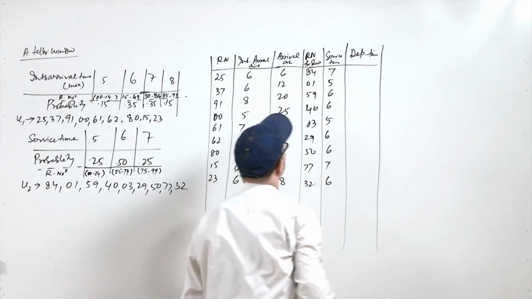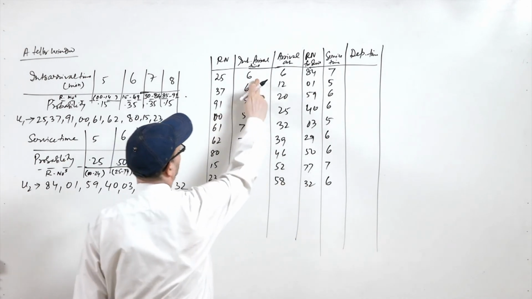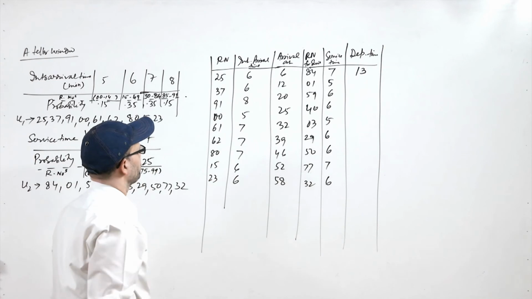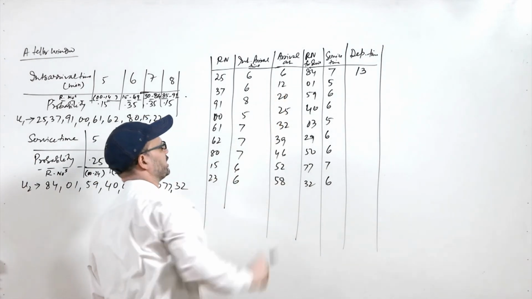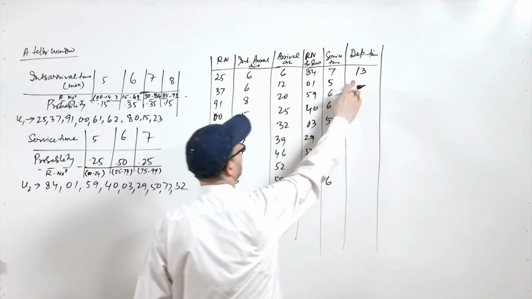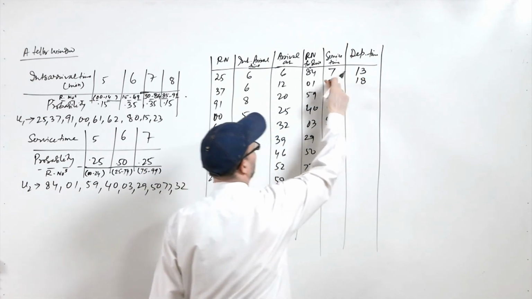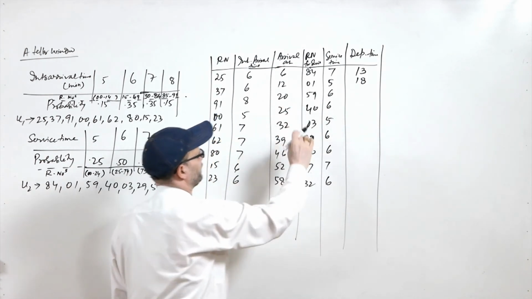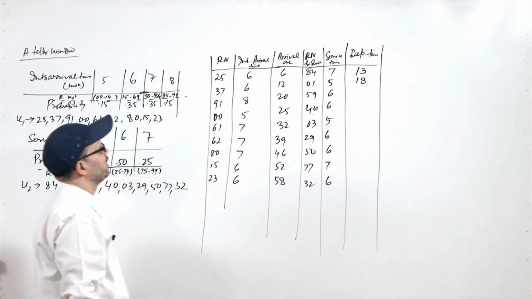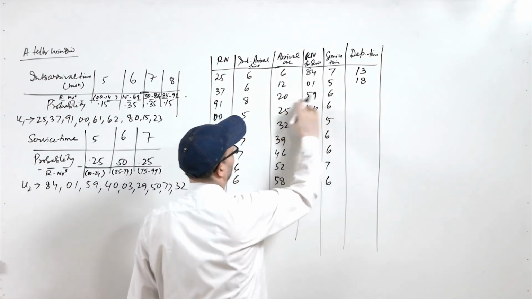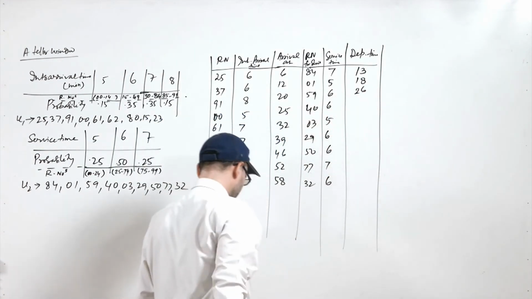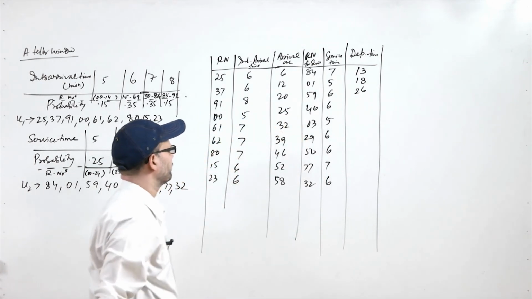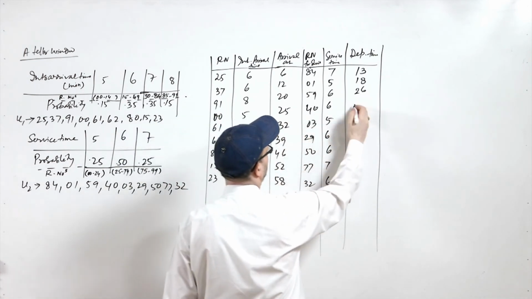Now, this person comes at 6 and his service time is 7, so he will depart at 13. This person comes at 12, but the previous person departs at 13. So, he will depart at 18 because he has 5 minutes of service time. Then he is coming at 20. Anyway the server will be free for that time, and this 20 will come and go at 26. Now, at 26 he will have to wait for 1 minute, so 26 plus 6 is 32.